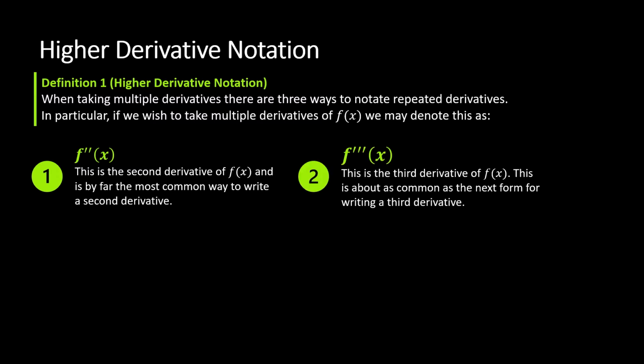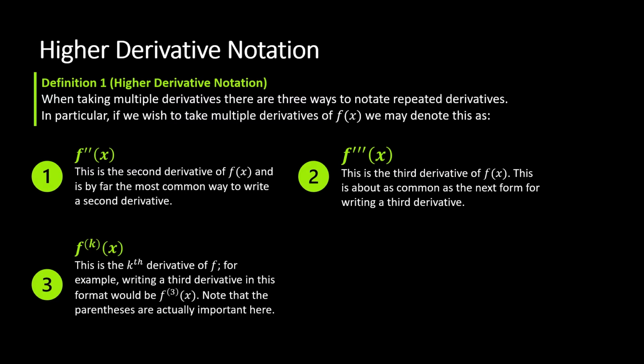You can do this with a third derivative too, right? You can also have this with three tick marks, but at this point it starts to get a little unwieldy. If you have a 27th derivative, you don't want 27 of these little tick marks. So really, for the first and second derivative, it's very common to see this notation. The third derivative is about as common as the next one we're going to look at, which is the kth derivative.